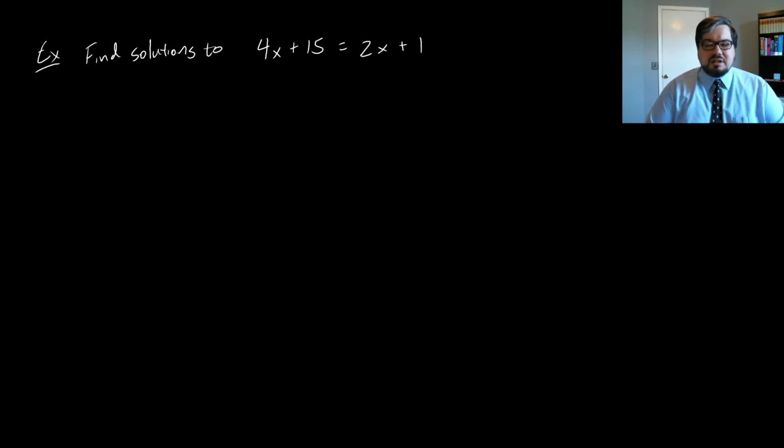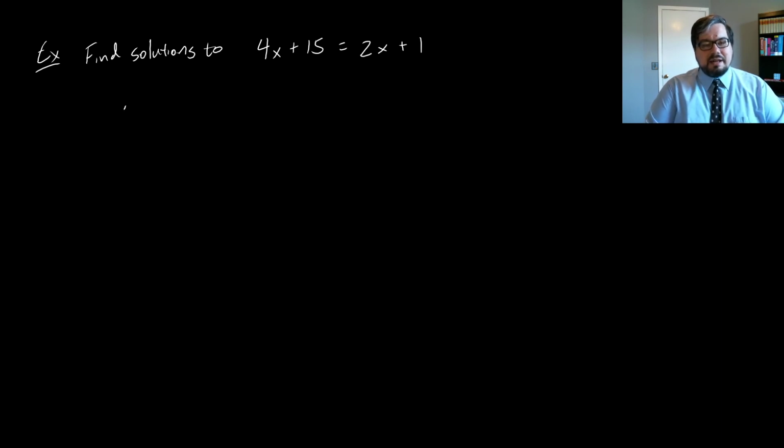Let's say we want to find the solutions to the equation 4x plus 15 equals 2x plus 1. Now this equation is a little bit more complicated than the equation that we had to begin with. And that's because we have two terms here with variables in them. We've got an x variable both on the left-hand side of the equation and on the right-hand side of the equation. And what that's going to mean for us is we're going to need to take about one more step to solve this problem than we did for the previous one. But that's all right. We can still do this.